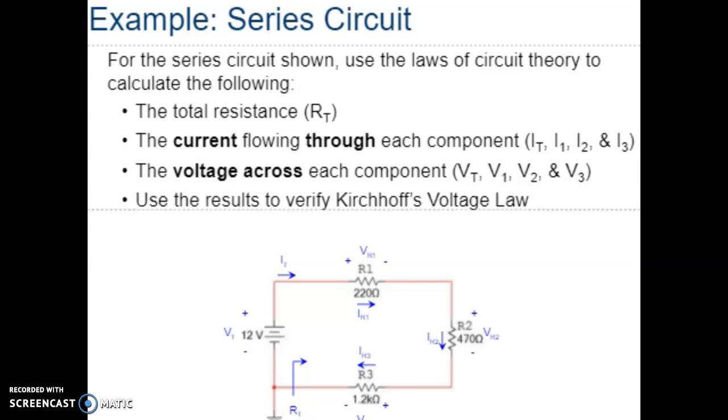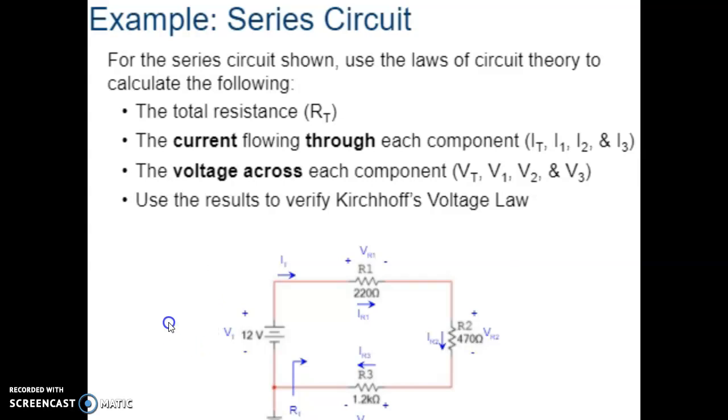So, moving forward with this example, total resistance is what we're going to solve for. We're also going to solve for the current flowing through each component and the voltage across each component. We'll use Kirchhoff's voltage law.